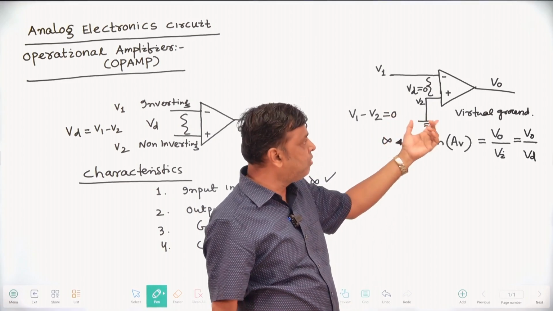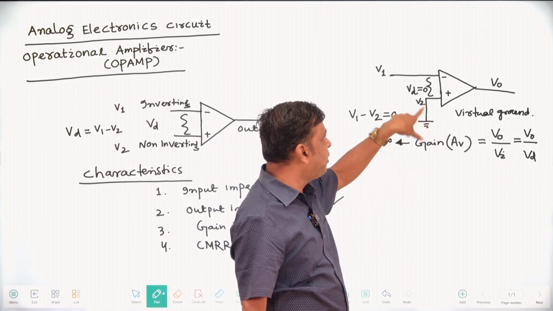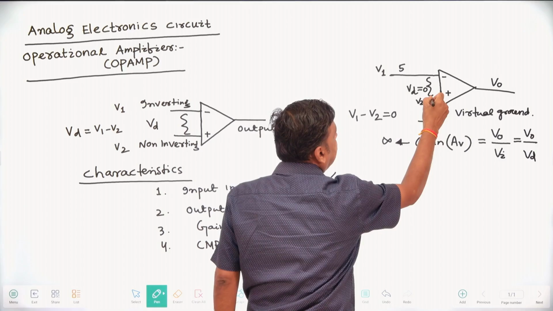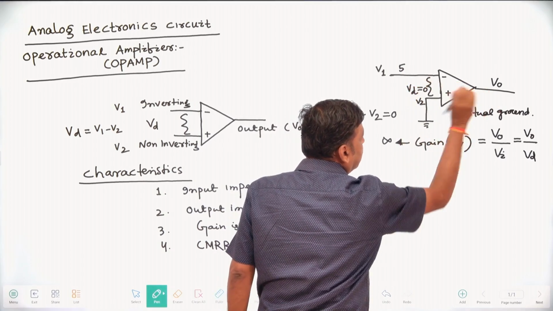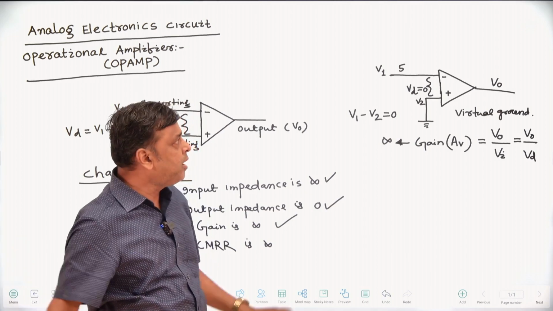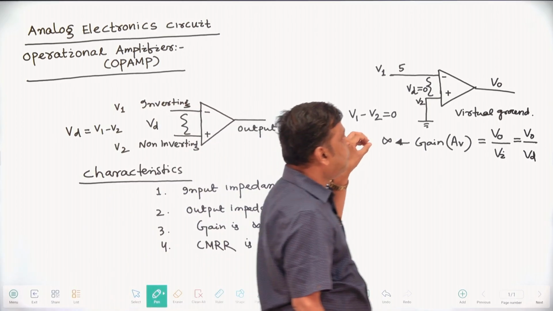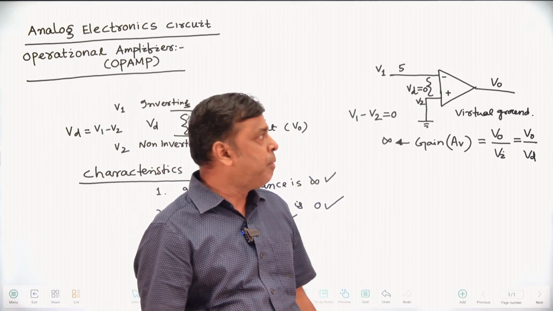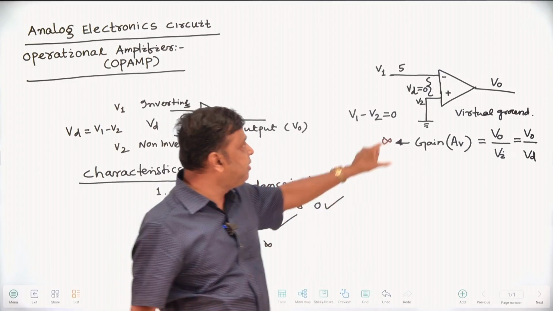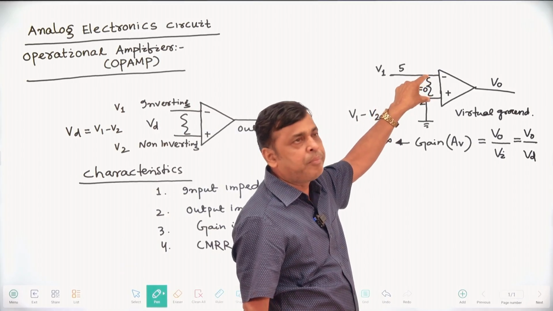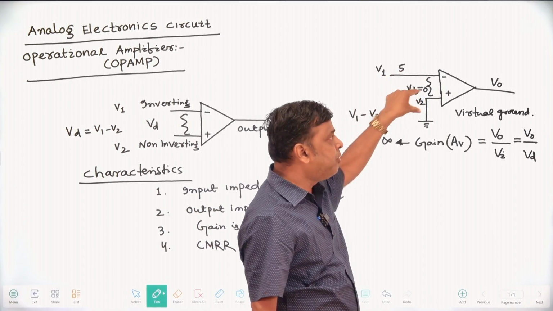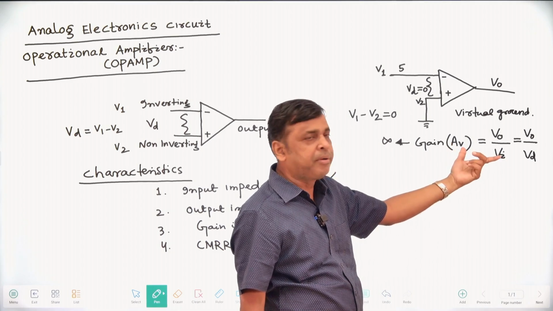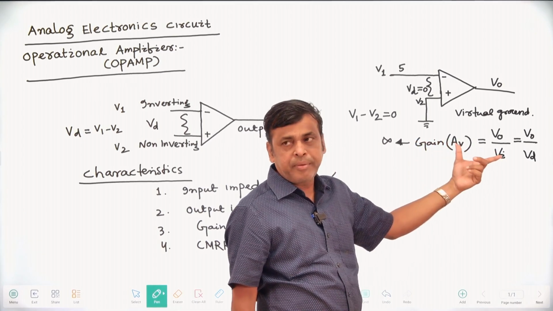Using the virtual ground concept, if the plus terminal is grounded, it means, suppose V1 is 5 volt, then V2 must be 5 volt, because 5 minus 5 equals 0, and the gain must be infinite. This is one of the basic tricks, or basic thumb rules, of the operational amplifier. When you solve operational amplifier problems, the difference voltage must be 0. If the difference voltage is 0, then only the gain will be very high, or in the ideal case infinite, but practically it is not infinite.